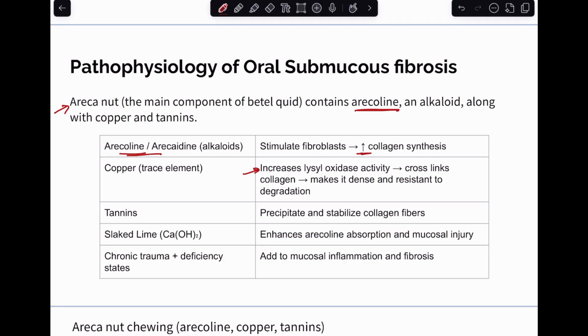Copper increases the activity of lysyl oxidase. When there is an increased activity of lysyl oxidase, it leads to increased cross-linking of the collagen, making it very dense and resistant to degradation. Then there are also some other tannins in the areca nut which precipitate and stabilize the collagen fibers. And betel quid, as I mentioned before, also contains slaked lime. Now, slaked lime, with its pH, enhances the arecoline absorption and increases mucosal injury. And a chronic trauma and a deficiency state add to the mucosal inflammation and fibrosis.